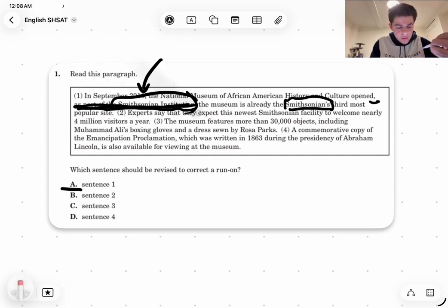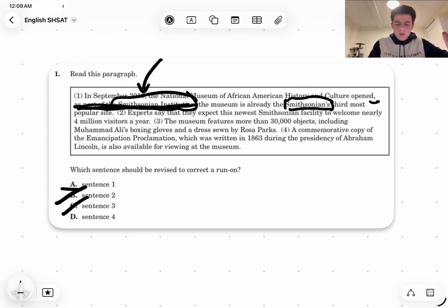2. Experts say that they expect this newest Smithsonian facility to welcome nearly 4 million visitors a year. Nothing wrong with that, right? That's an independent clause. There's no problems with that. No run-on, no nothing, right? So we can cross out B. The museum features more than 30,000 objects, including Muhammad Ali's boxing gloves and a dress sewn by Rosa Parks. Again, pretty straightforward, independent clause, nothing you could really pick out there. So C is also wrong.